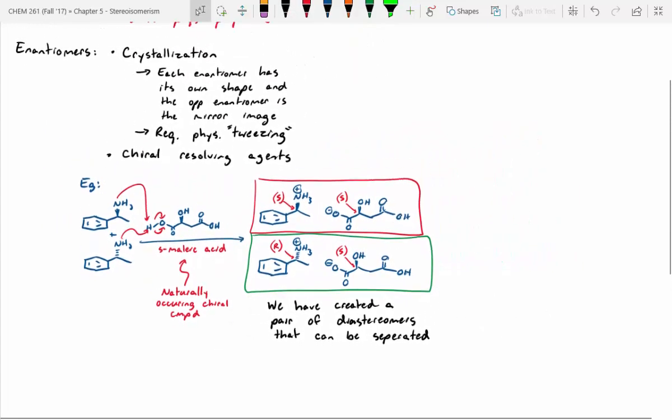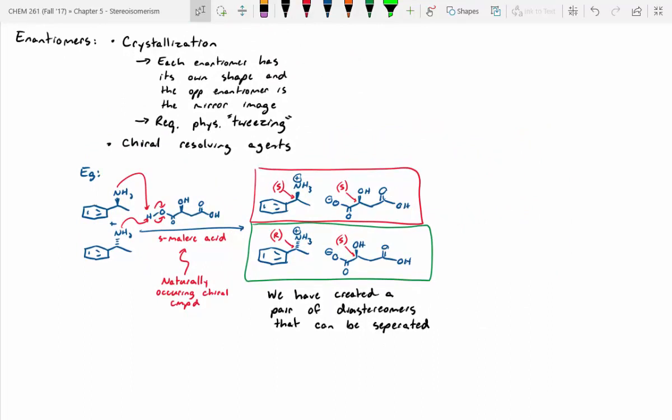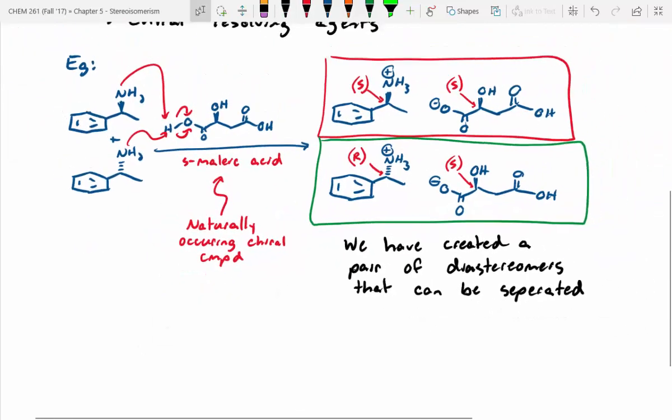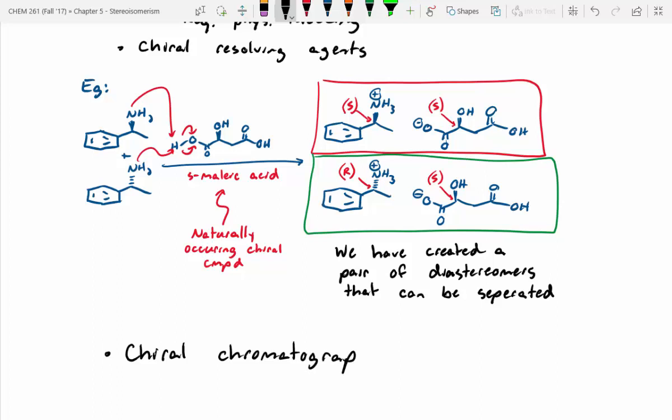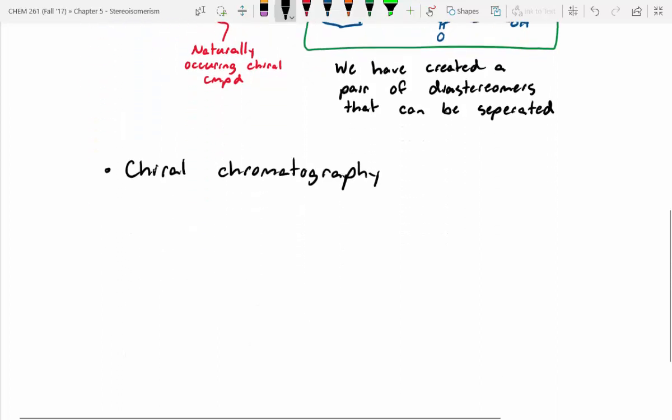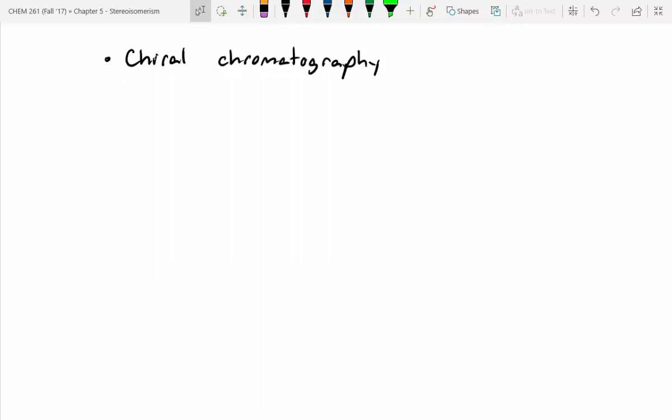So crystallization, we said, is super duper tedious. Chiral resolving agents, yeah, they're kind of tedious, but they work really well. There's also one last one that's more modern, so I wanted to show you guys this one. This is chiral chromatography. So I said normal chromatography exploits difference in polarities to separate out molecules. There are other techniques though. So let me explain what's going on with this one.